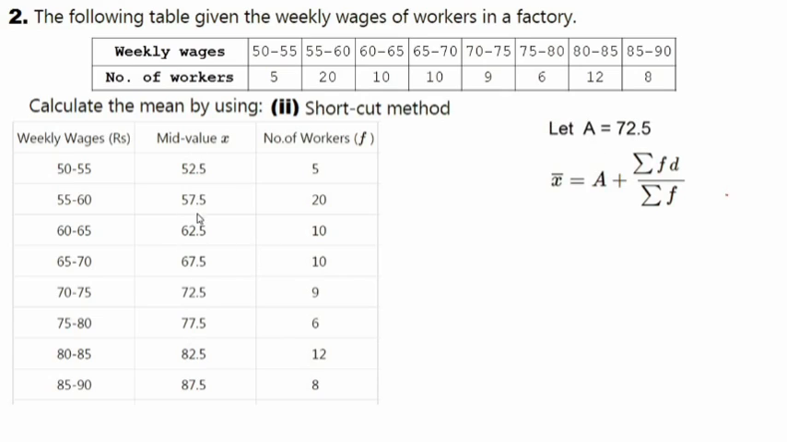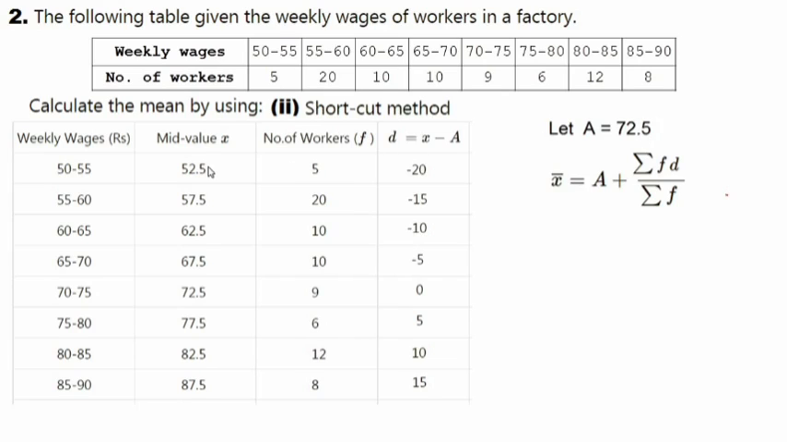So from this value of x, you have to take any value. So here I am taking 72.5 as my value for A, right? So we got A. Now we need D, right? So all of you know D is x minus A. Okay, so D is x minus A. And what is A? A is 72.5.